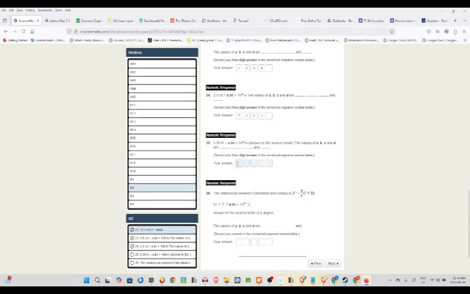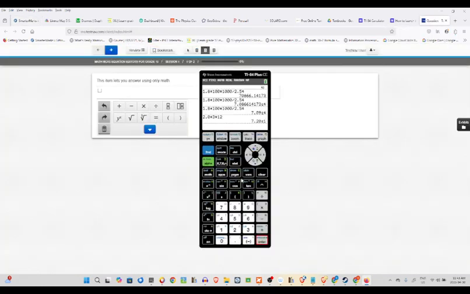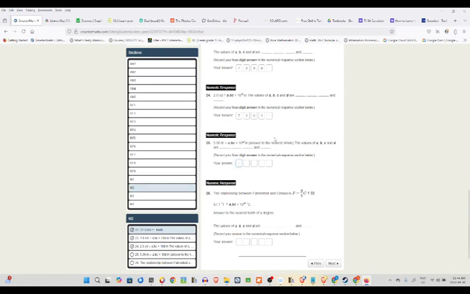Meters per inches. 5 meters times 100 turns it into centimeters. Divided by 2.54, that makes it inches. 1.97 times 10 to the 2.